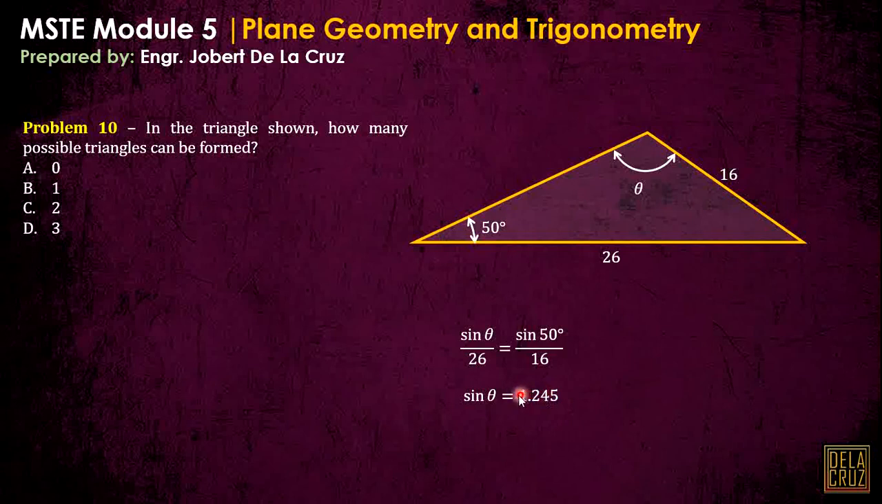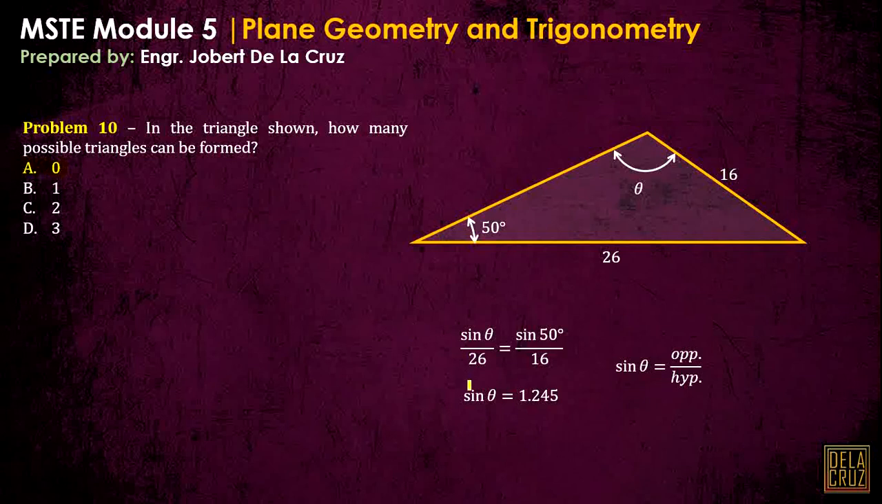But take note that sine theta should not be greater than 1 because as you can remember, sine theta is opposite over the hypotenuse. Hypotenuse is always greater than the opposite side. Okay, kaya hindi pwedeng maging greater than 1 dito. So in this case, greater than 1 siya, automatic walang triangle na mabubuo dito. 0 yan. Answer is 0.